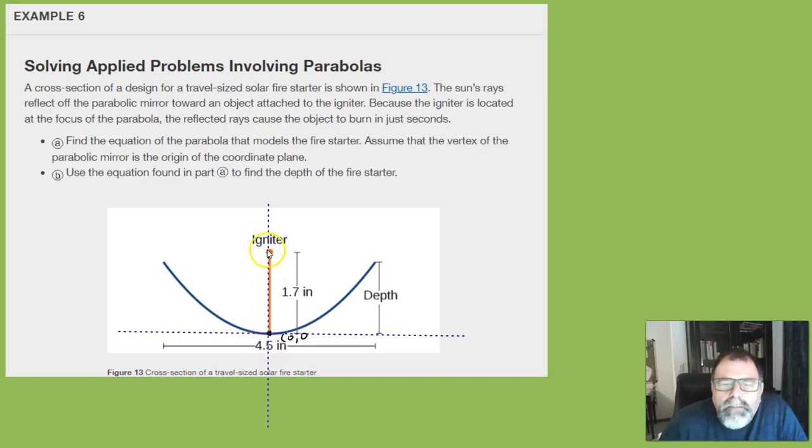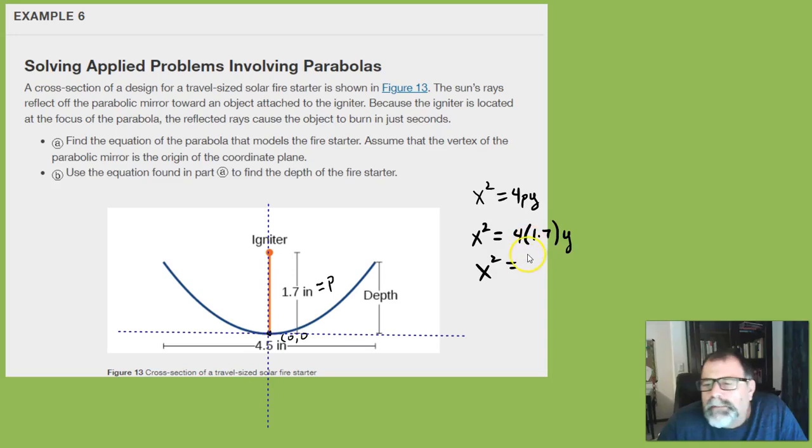So from the vertex to the igniter is 1.7, so that's going to be p. And we're making this one open up, so that would be x squared equals 4py. Right? And we just established p is 1.7. So x squared equals 4 times 1.7 y. So x squared equals, what's that, 6.8y. Okay, so that's A.